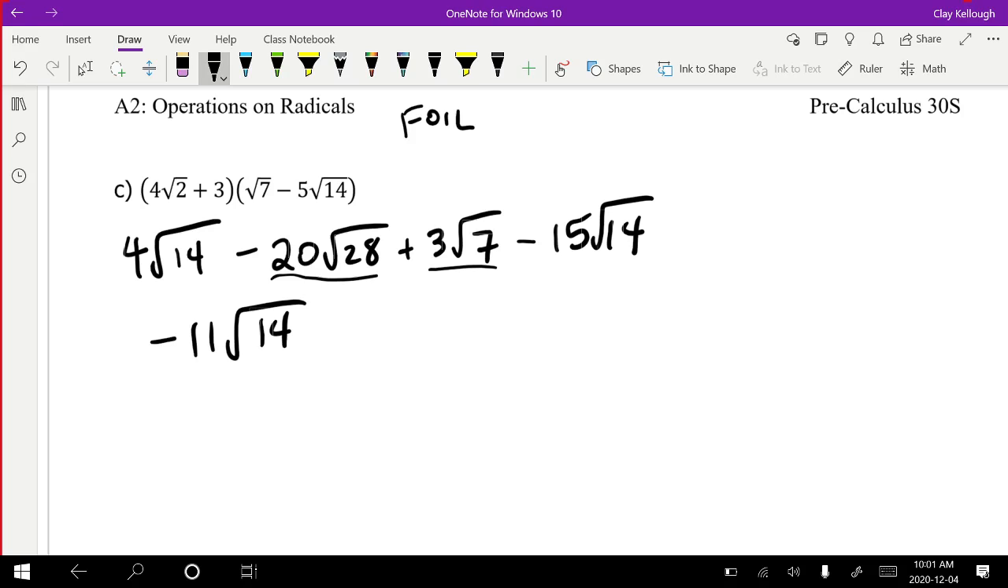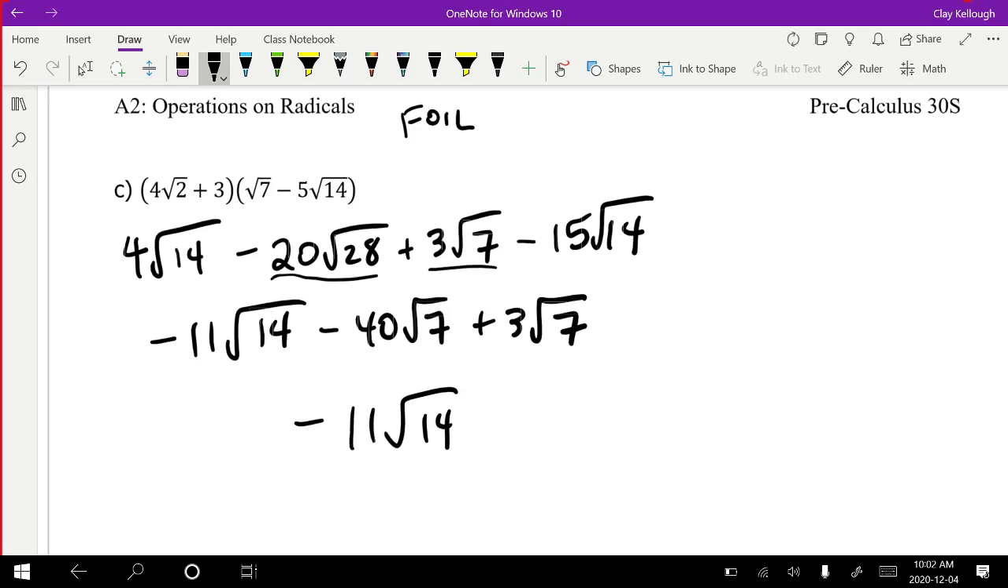28 is simplifiable as a radical, as a square root. 28 has a 4 in it. So when I take the 4 out, it becomes a 2, which makes this minus 40 root 7. Hey! Now those things combine. So I have negative 11 root 14 minus 37 root 7.